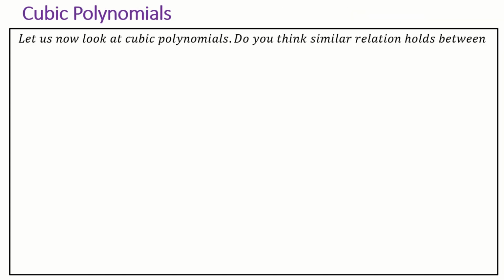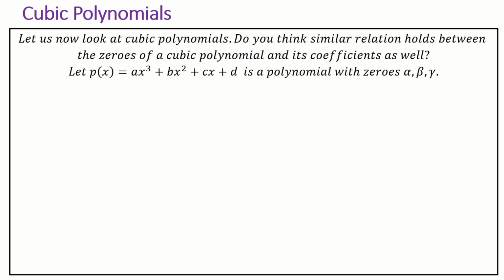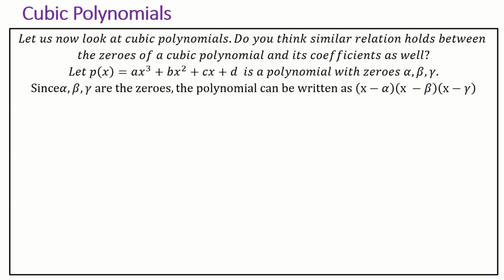Now, cubic polynomials, I think a similar relationship exists. If you take p of x equal to ax cube plus bx square plus cx plus d, we can find out the relation of zeros and the coefficients. Okay, how to do it?